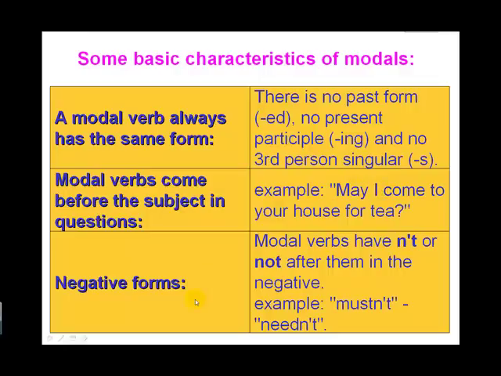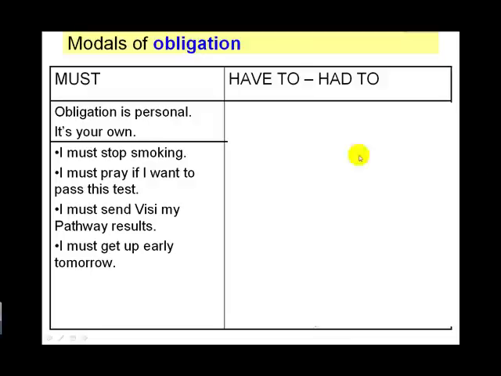And for the negative, the same. We don't use didn't for the negative. We just place an apostrophe t or not after the modal. Must, mustn't. You can also say must not. But we usually say mustn't, needn't, shouldn't, can't, couldn't, etc. Okay? There you go.